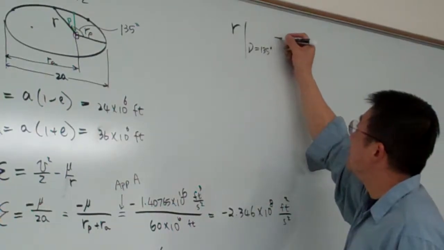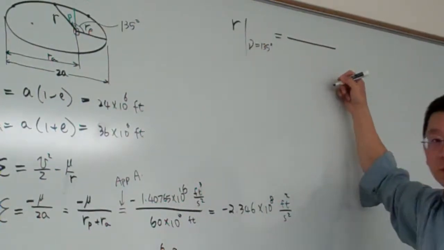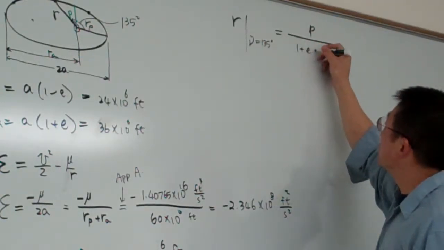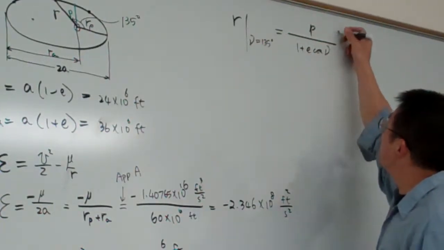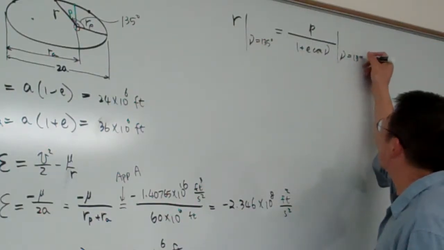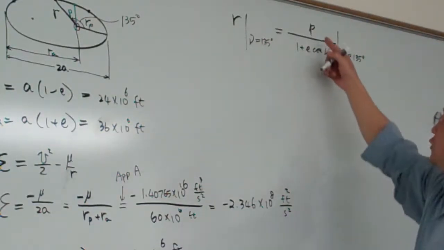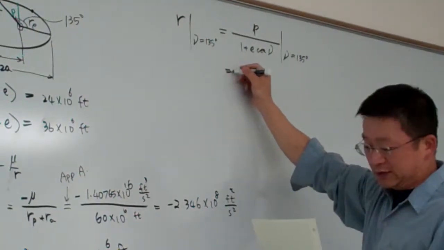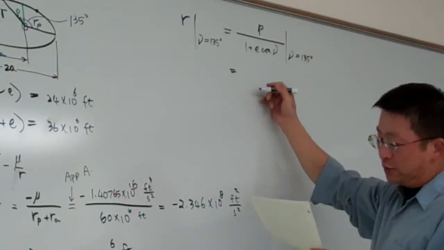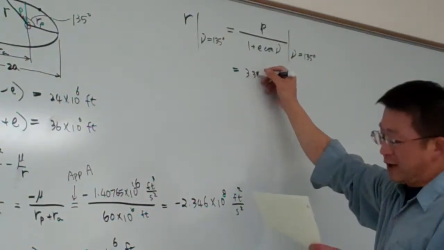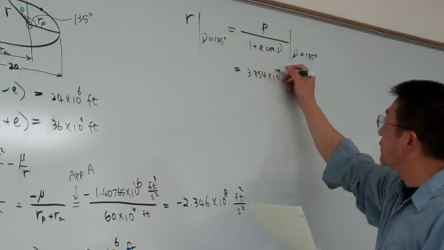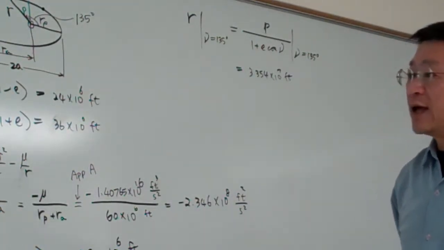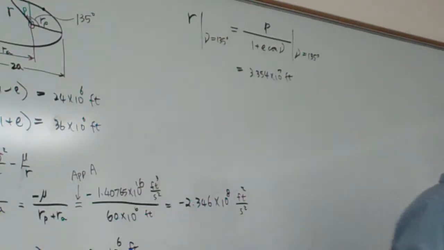So from here, naturally, we can see that it provides us a hint. We simply utilize the equation of the orbit, right? For this one, nu equal to 135 degrees. And now we calculate P already. We have E given, so this one should be done very easily. That one equals 3.354 times 10 to the 7 feet. Okay, so that is for problem 5. And we'll move on here.